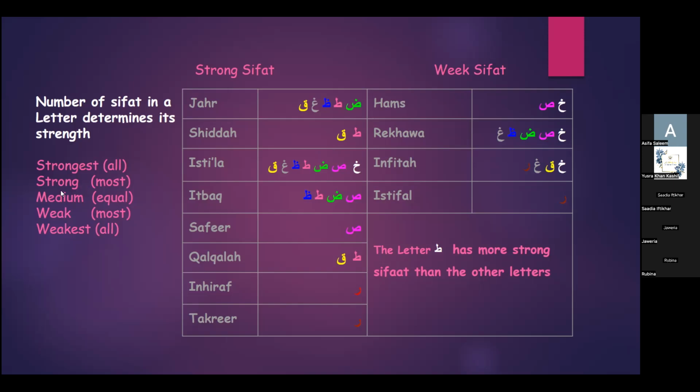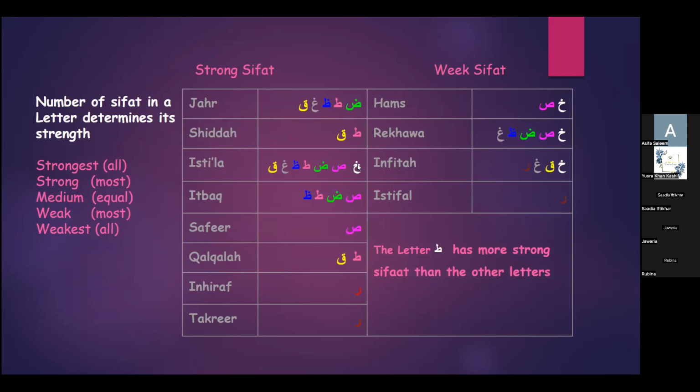Then comes the letter only strong, which means that a letter has most of the strong sifat, can have few weak sifa as well. Medium means the letter has equally strong and weak sifat. Weak means most of the sifats are weak in a letter, and weakest means all of the sifat of the letters are weak. So this is how it has been determined. So the strongest amongst all is the letter ba.